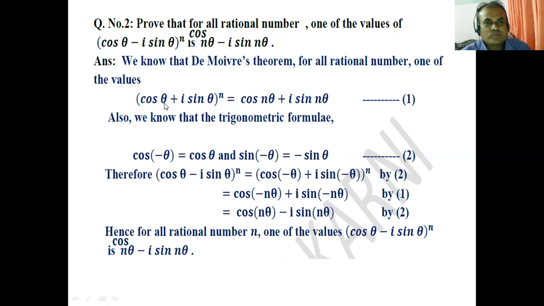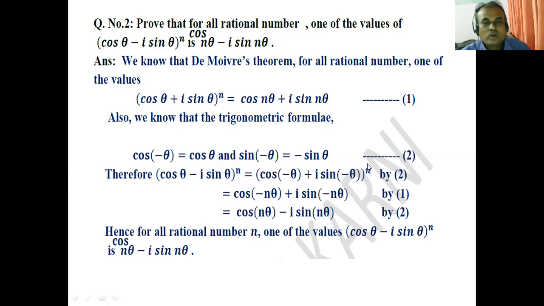Now we start from the LHS. Therefore (cos theta minus i sine theta) raised to n is equal to, using this trigonometric formula, we put cos of minus theta for cos theta, and for minus sine theta we put sine of minus theta. So, in brackets, cos of minus theta plus i sine of minus theta raised to n by equation 2.